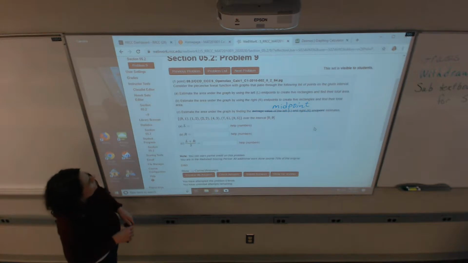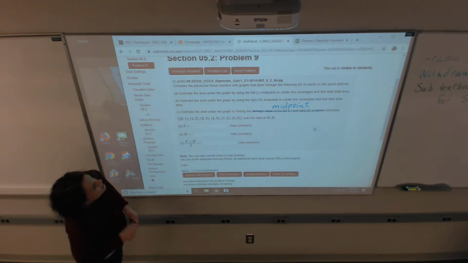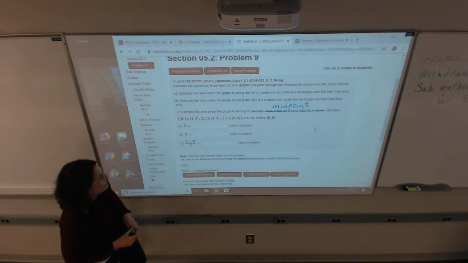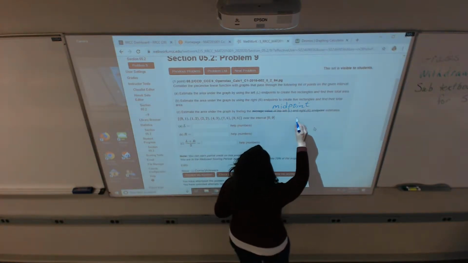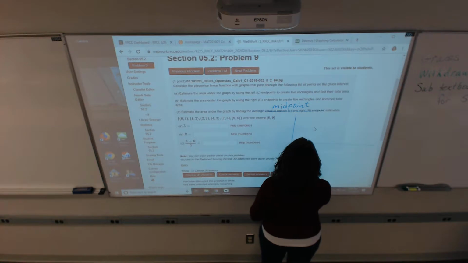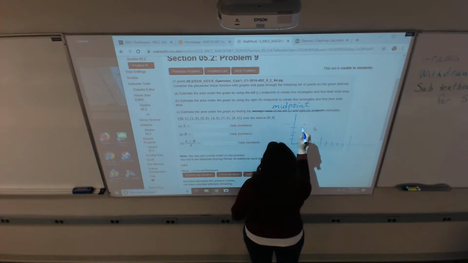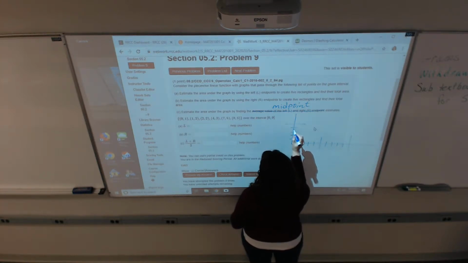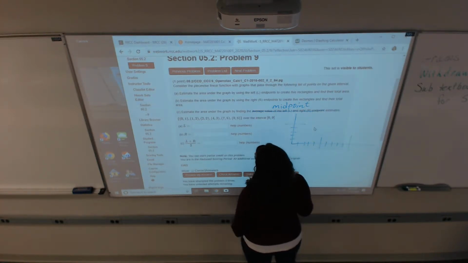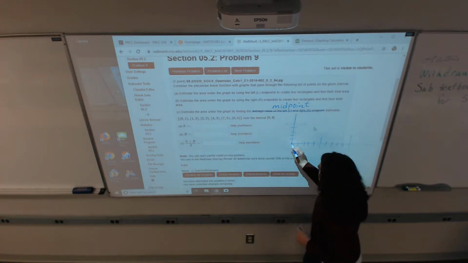I don't see a graph. Oh, piecewise linear graph that passes through the list of points in the given interval. So between 0 and 9, 1, 2, 3, 4, 5, 6, 7, 8, 9, 10. 5. Hopefully I don't have to go up too high. Nope, good. Okay. So 0, 1 would be, don't go 0, go to 1.